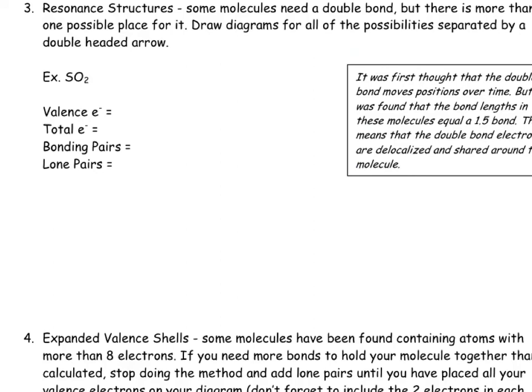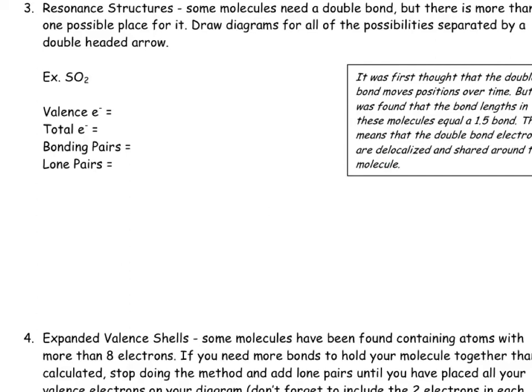The next scenario you'll come across is known as a resonance structure. When you're doing the method, it'll tell you that you'll need to place a double bond, but there may be more than one possible place to put it. What you do is you draw diagrams for all the possibilities separated by a double-headed arrow. SO2 is an example.